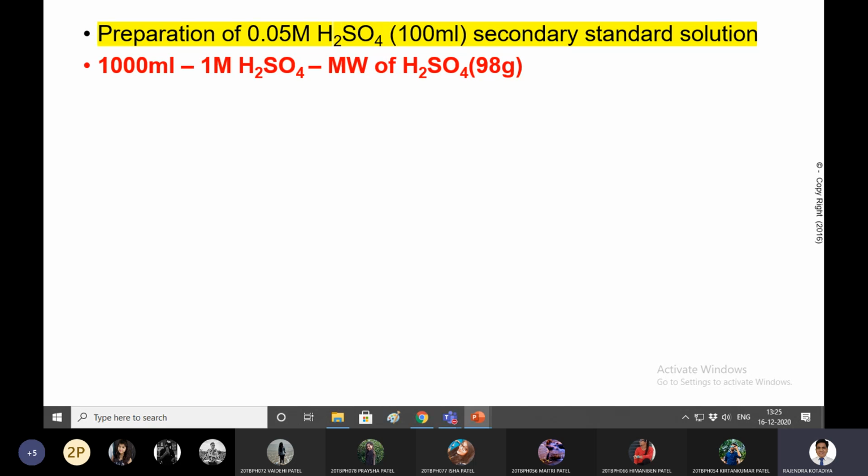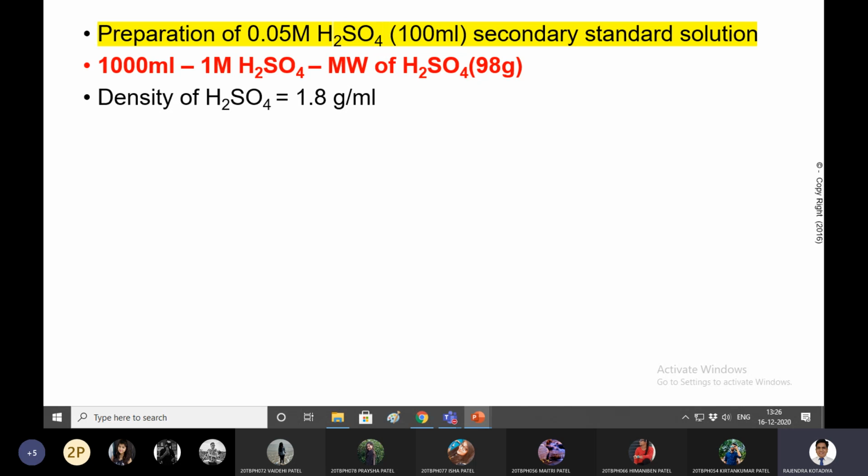But we need to prepare 0.05 molar, 100 ml solution. So what will be the next step? We will find for 100 ml. But the problem here is that the molecular weight is given as 98 gram, but you might have seen H2SO4.